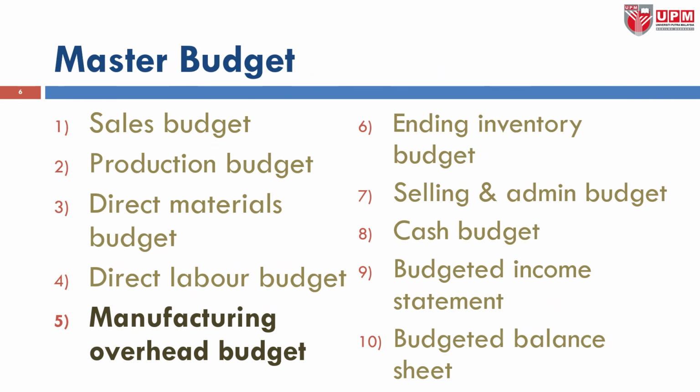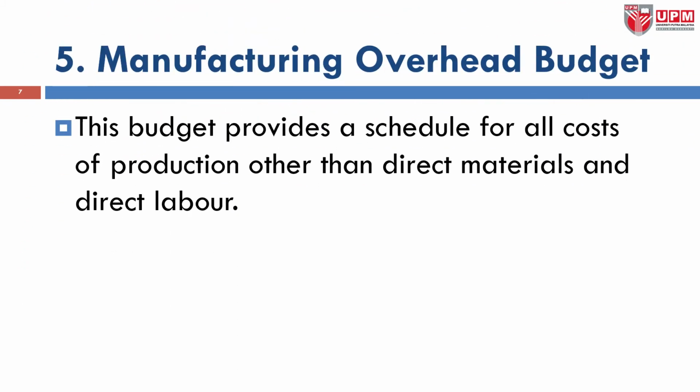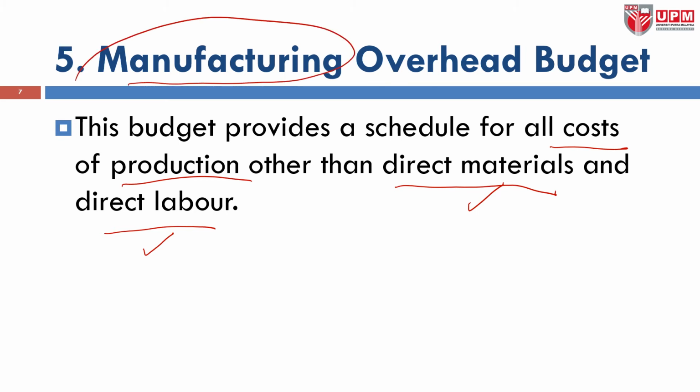The next type of budget is the manufacturing overhead budget. This particular budget provides a schedule for all costs of production other than direct materials and direct labor. Earlier, we have already looked at the direct materials budget and the direct labor budget. Any other costs of production will fall under the manufacturing overhead budget.